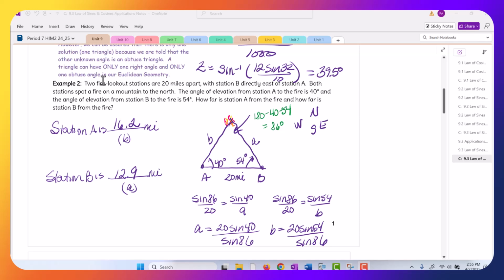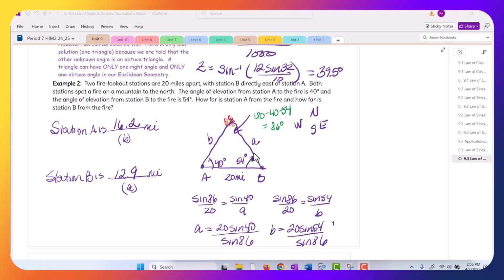The second one, we have to come up with a picture and label it and then go from there. So when I see something due east, due west, I put in my north, south, east, west compass here. And then I put B due east. That means from horizontal to the right of A, 20 miles apart. My angle of elevation is 40 degrees. My angle of elevation is 54.